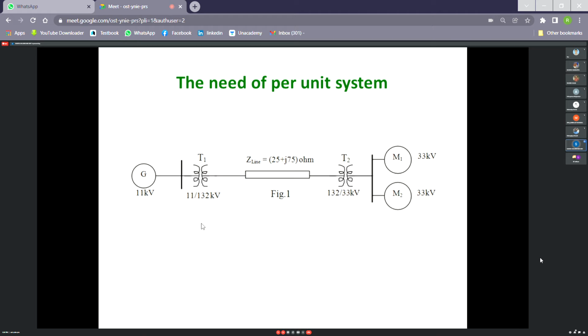What was I telling? That 0.9 per unit current. Now, if the base is 100, say the current is 90 ampere or 90 kiloampere, then we can say this will be the current. But then why have you calculated in 0.9 per unit? Because then the calculation will be easier. When I discuss further, it will be clear to you.